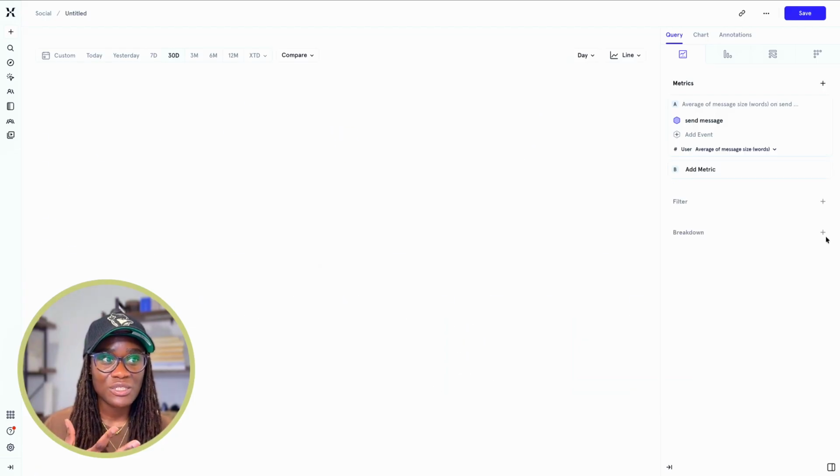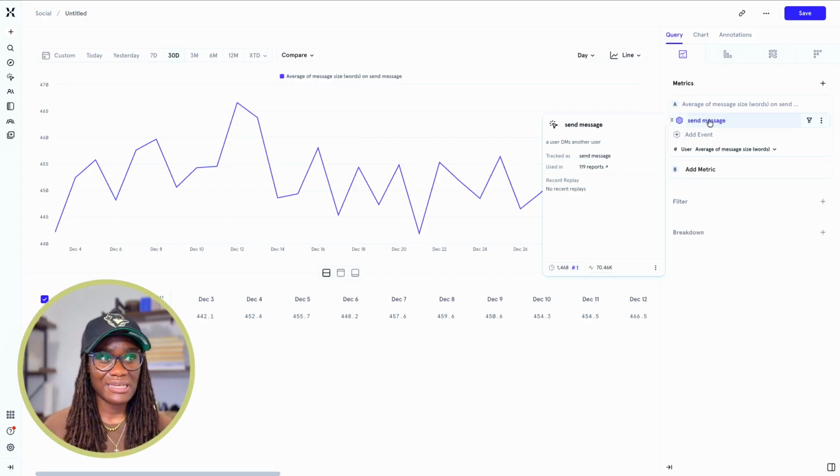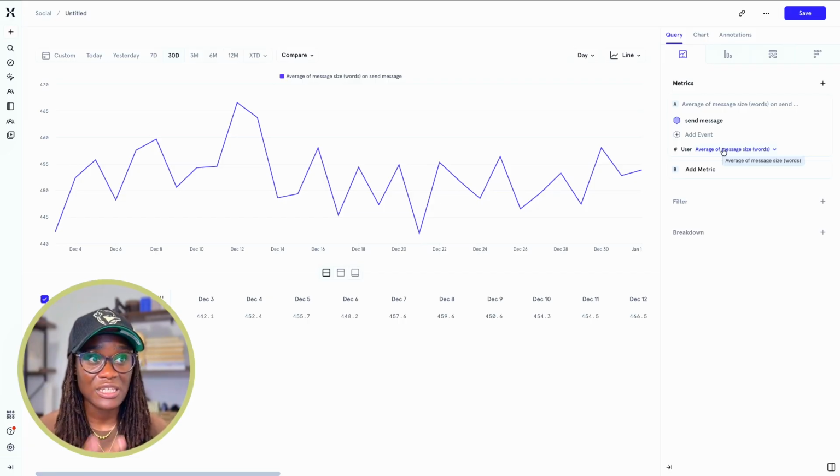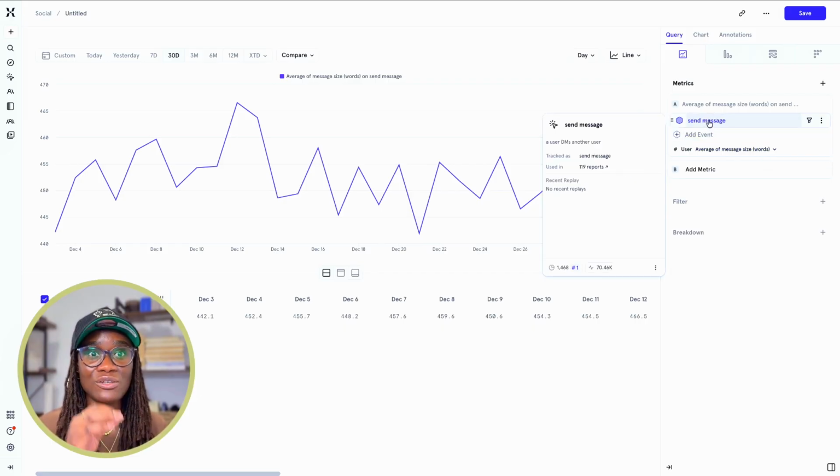And so in this case, we're looking at, for everybody that sends a message, what is the average of the message size? It's not enough that they send a message, but what is the word count? How many words on average are involved in the message that is sent? It's important that the numeric property has been captured as part of the event in order for us to aggregate based on that numeric property. In this case, message size words is the numeric property of send message.